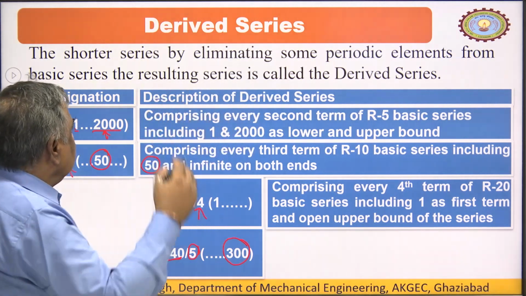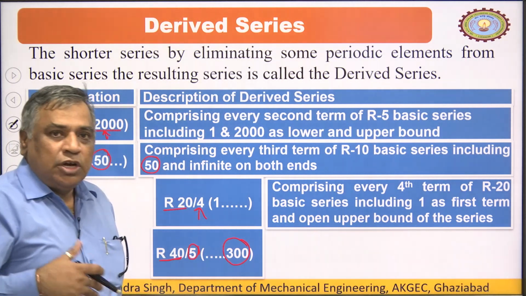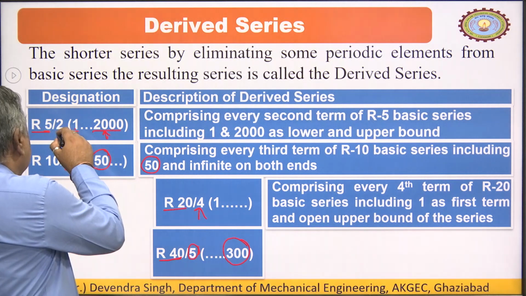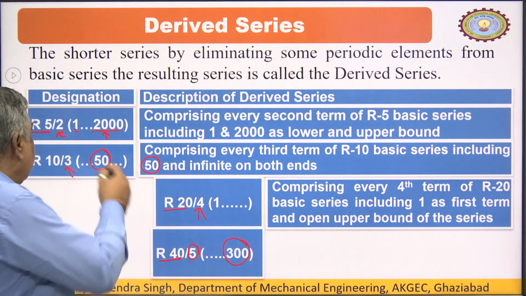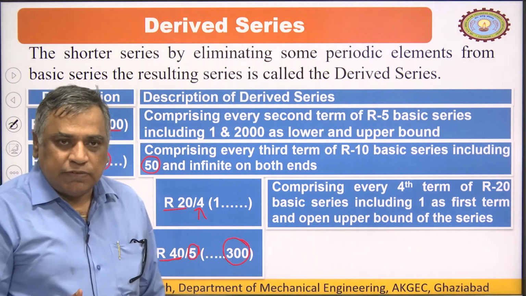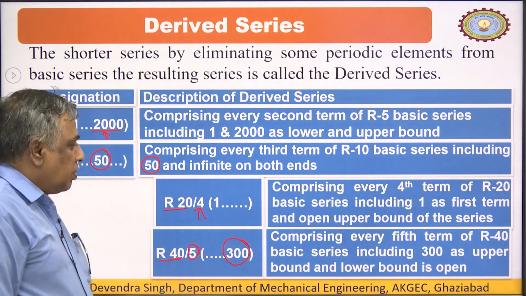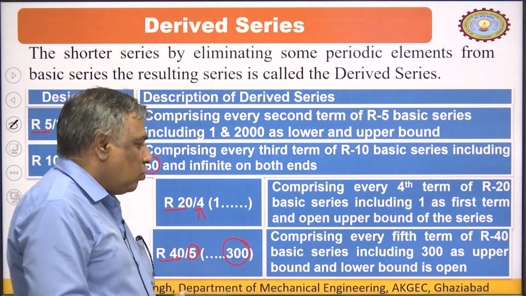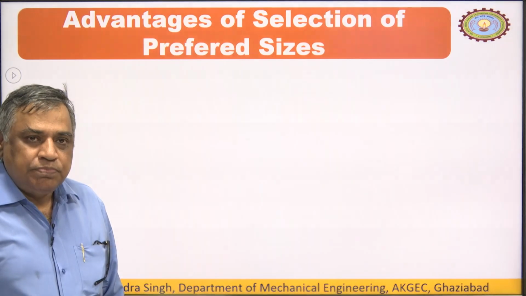So this is the meaning. So, we will eliminate a few terms and we will get the shorter series. So, this slash, or the figure below the slash, will indicate which term you are going to select for the derived series. So, always remember: comprising every fifth term of R40 basic series, including 300 as upper bound, and the lower bound is open. So, the lower bound in this derived series is open.